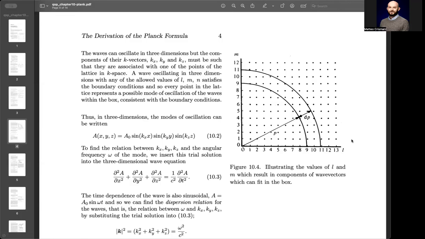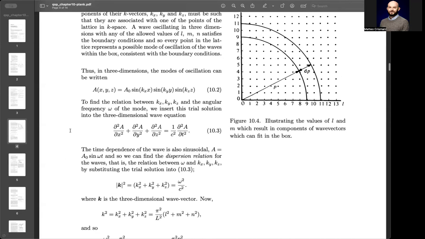So the reason that I say this is because we can think about the different modes of oscillation in X, Y, and Z as being the product of these various components. So what I mean by that is the wave in X does not affect the wave in Y, and so on and so forth. And so here we have the product of the three, right? You may or may not be familiar with the wave equation.